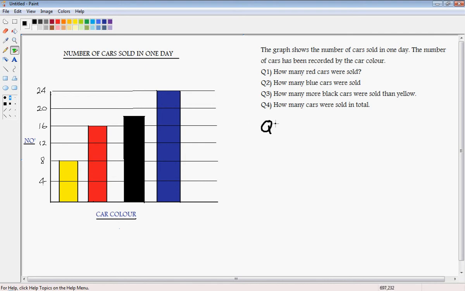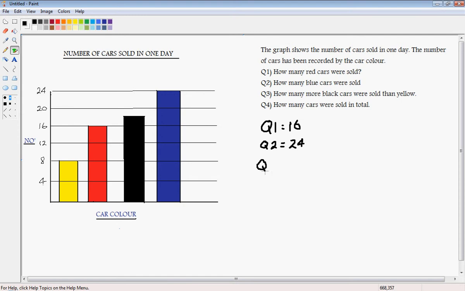So question 1, how many red cars were sold? So we go to the red bar, we go to the top and then read off, and we can see that that's 16. Question number 2, how many blue cars were sold? So we go to the blue column, we go to the top, read off, and we can see 24. Okay, you can see now it's very simple.